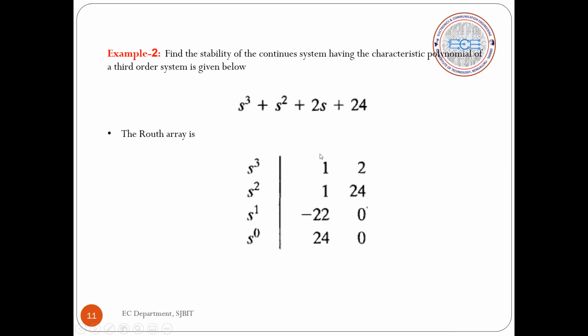Now look into the first column elements of the Routh-Hurwitz table. If you observe, you could see that there are two sign changes. I repeat, there are two sign changes. How? You can see the sign of this is plus, the sign of this is plus, the sign of this is minus, the sign of this 24 is plus. So from the first element, plus to plus, no sign change. Plus to minus, there is one sign change, and minus to plus again is another sign change. So totally there are two sign changes.